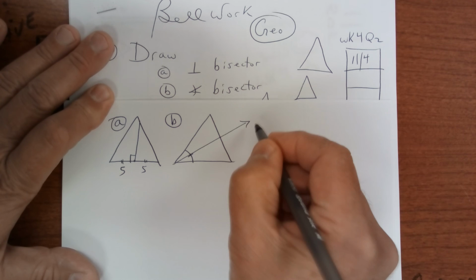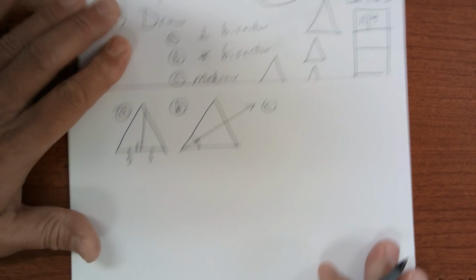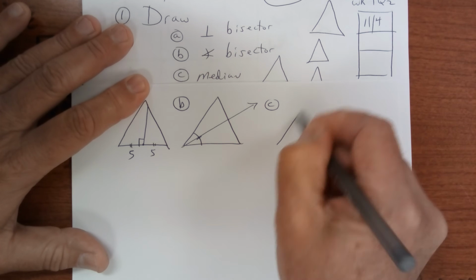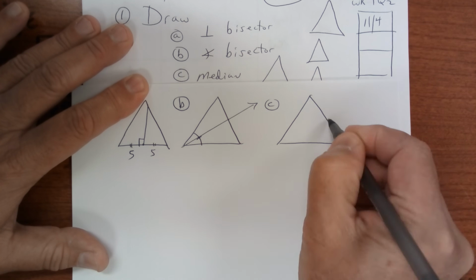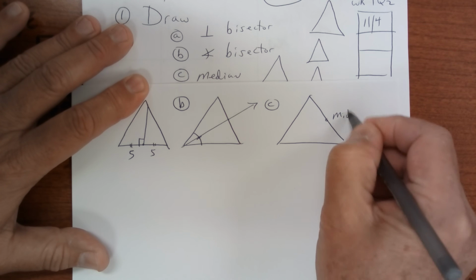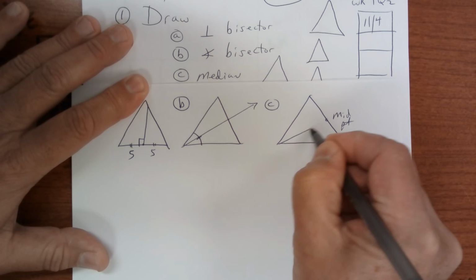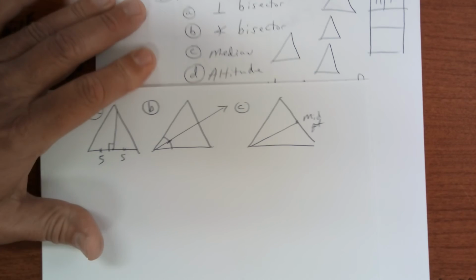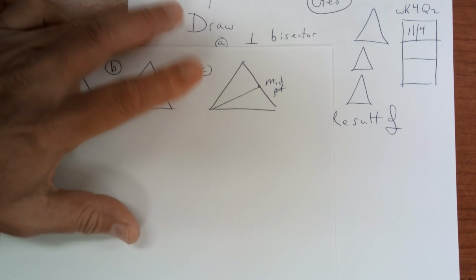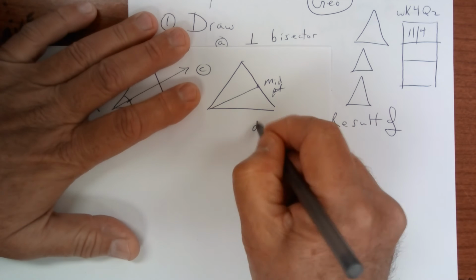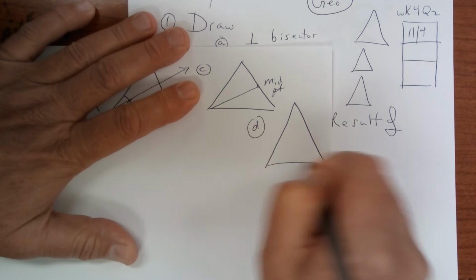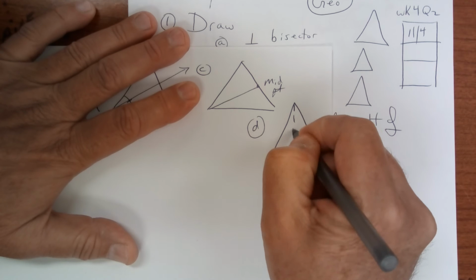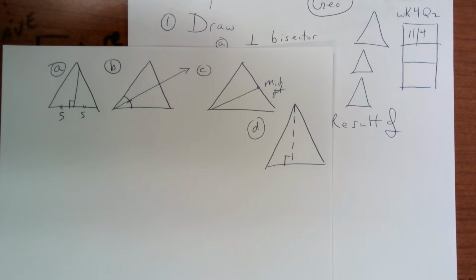And then finally C, a median, which we learned yesterday. A median, you find the midpoint, and then you connect the vertices. That's a median. Okay. And then finally, the last one is an altitude. So D, an altitude is straight down. And that's an altitude. Okay?